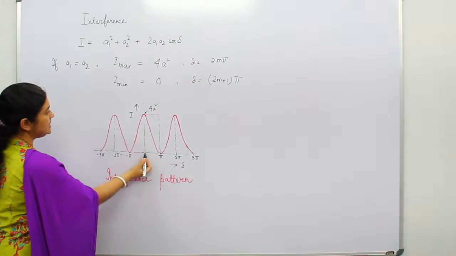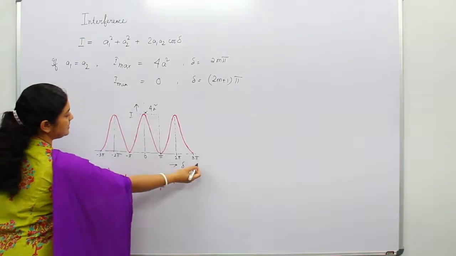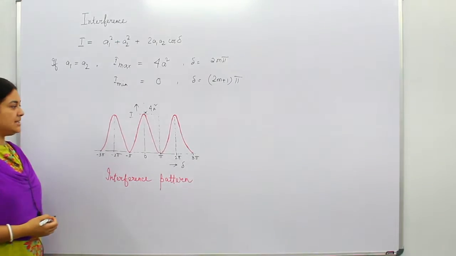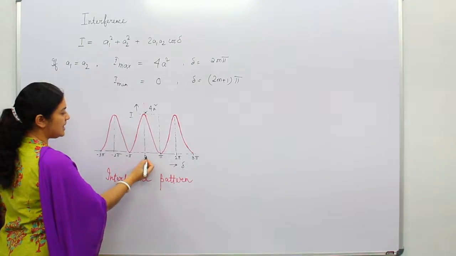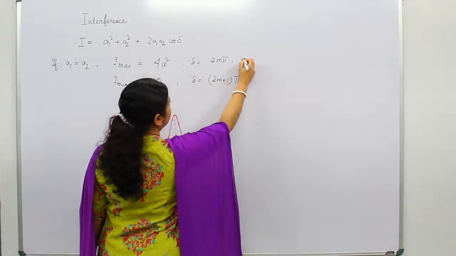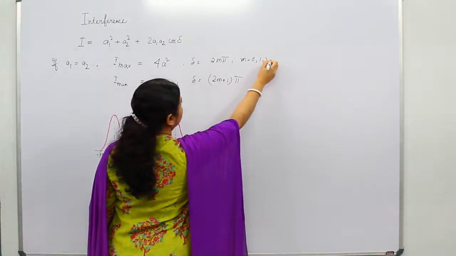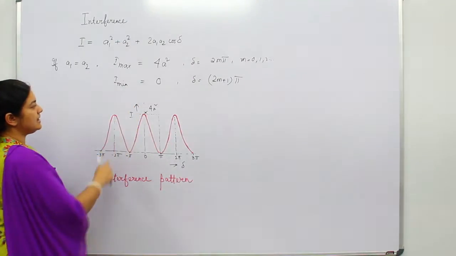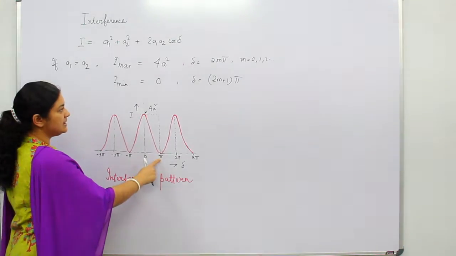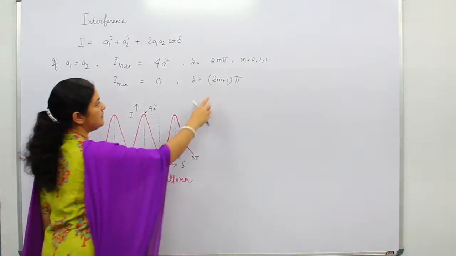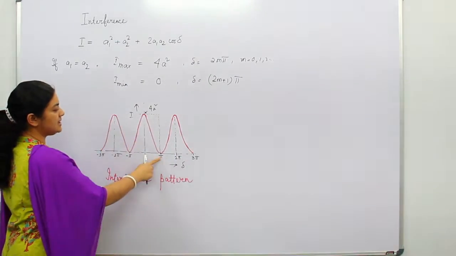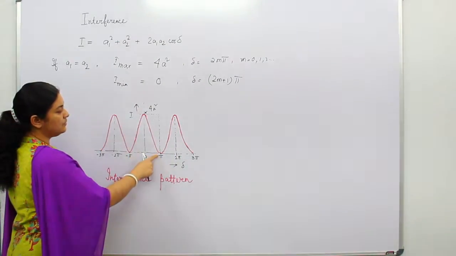On the x axis we are plotting delta, and on the y axis we are plotting intensity. At delta equal to 0, we are getting the maximum intensity, which is 4A square. Then at pi, which is an odd multiple, that is the minimum intensity, we are getting the intensity as 0, and so on.